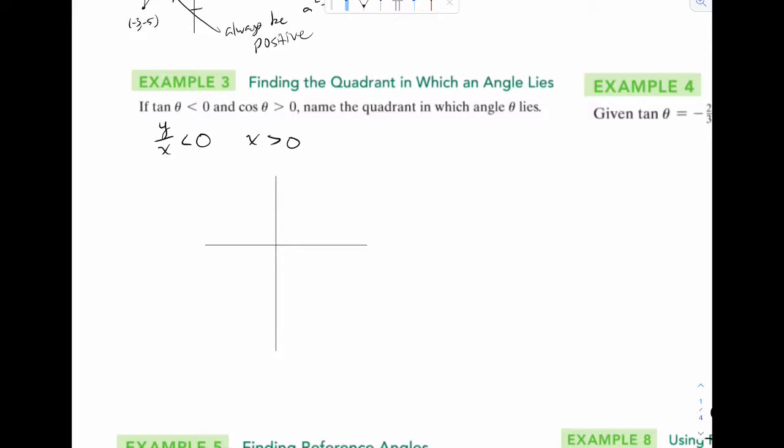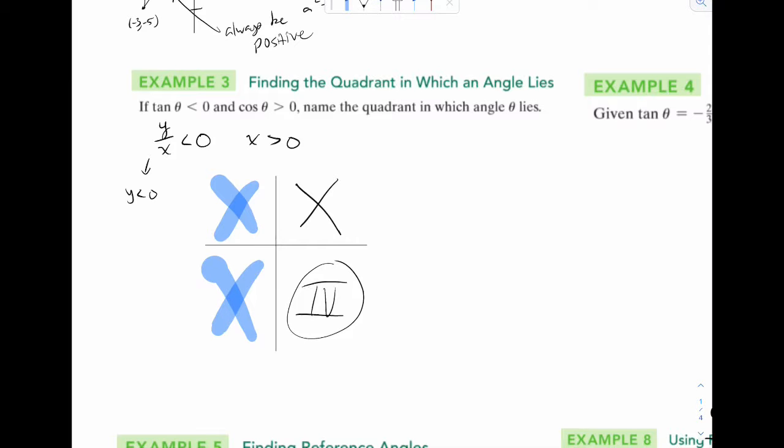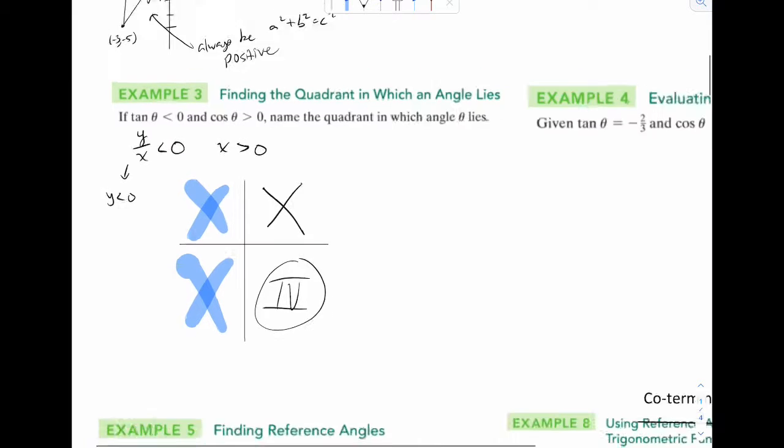If x is positive, that means we can actually eliminate quadrants 2 and 3, because that's where x is negative. And the ratio is negative. But if x is positive, you can conclude that y must be negative, because the ratio is negative, which means it's not quadrant 1, so it's gotta be quadrant 4. That's how I do that one.